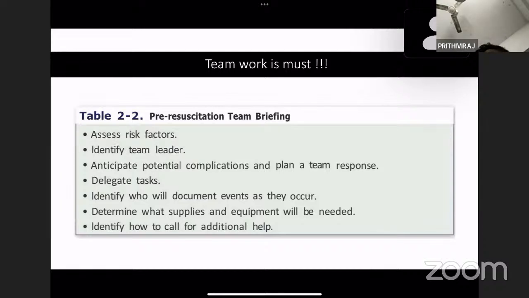the potential complications. For that, we have to make a team response. You have to delegate tasks for every member who is present in the team, and you have to add a person who can document events as they occur. They are known as scribes.